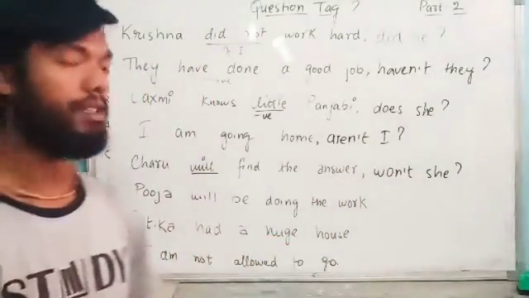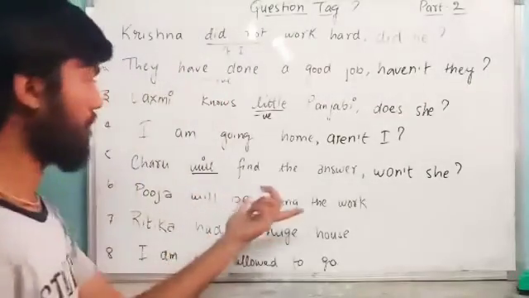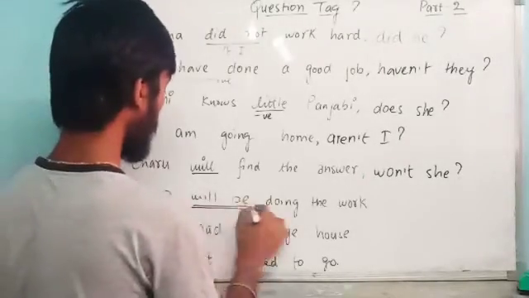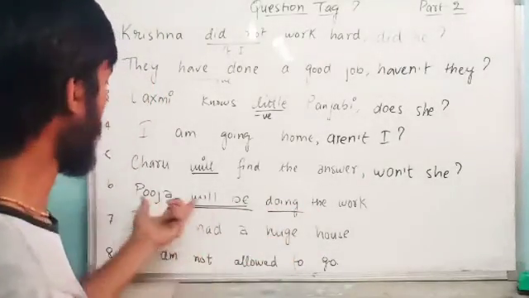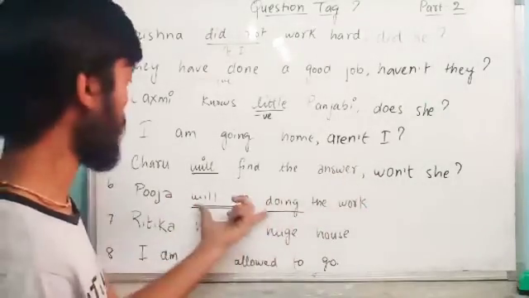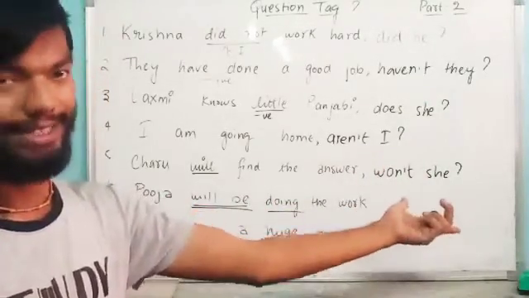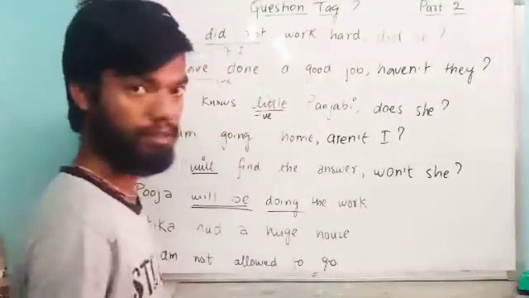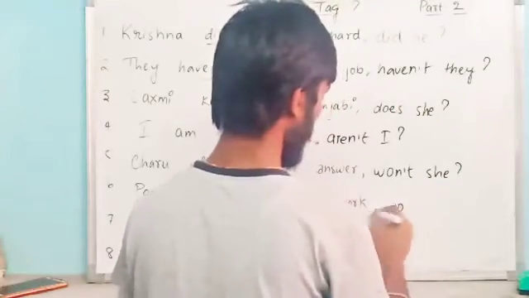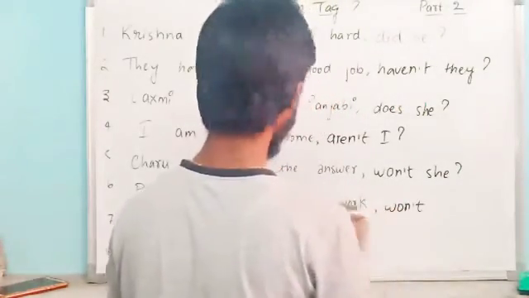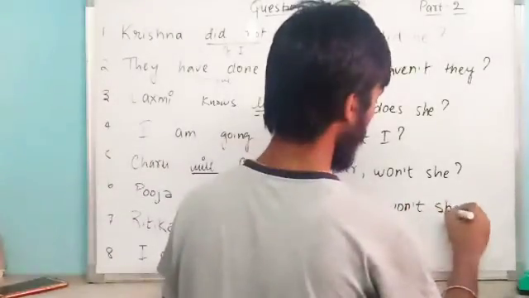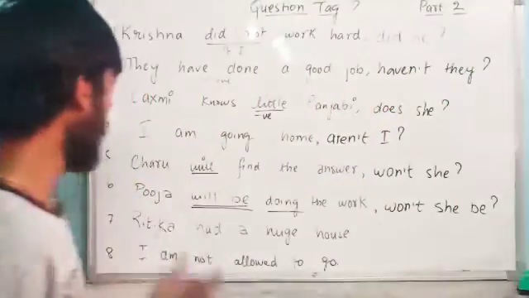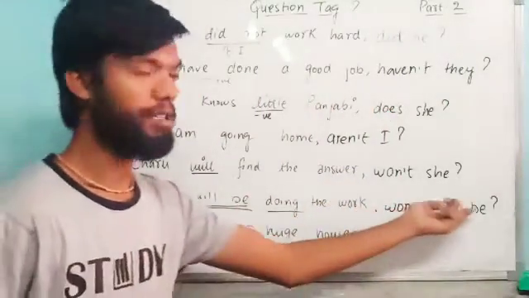Next is Pooja will be doing the work. This is future continuous tense, will be and the ing form. Now, if this is a positive sentence, we need a negative question tag, as you all already know. So will plus not, won't. According to Pooja, she, and then this particle, right? Pooja will be doing the work, won't she be?